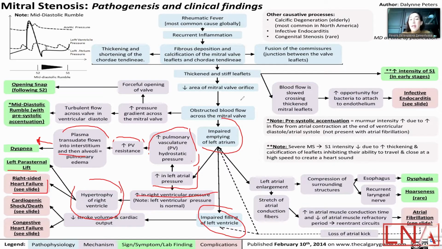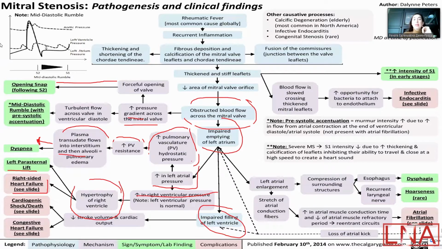So, obstructed blood flow across the mitral valve, a problem with the opening of the mitral valve, leads to an increasing pressure gradient across the mitral valve. Increasing pressure gradient needs more force to push this volume down, leading to forceful opening of the valve, and we can detect it as an opening snap at the moment of opening of the mitral valve. And we knew with you that a normal moment of opening of the mitral valve should be silent, yes?